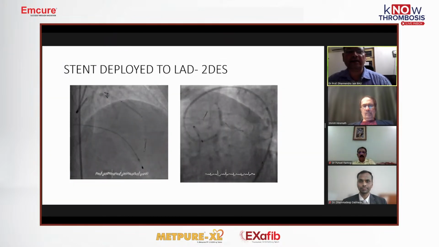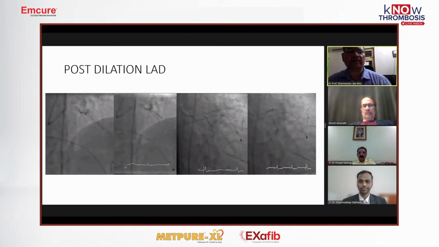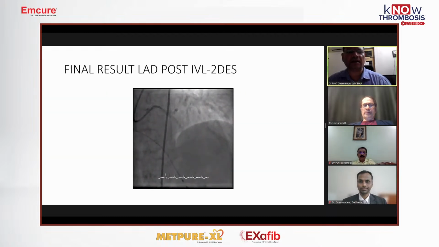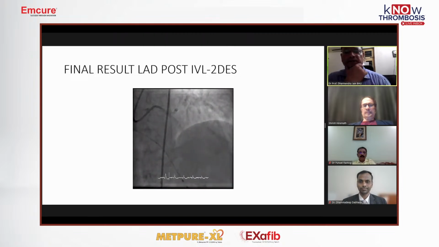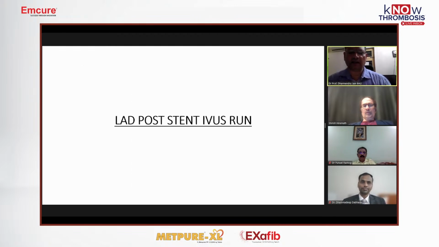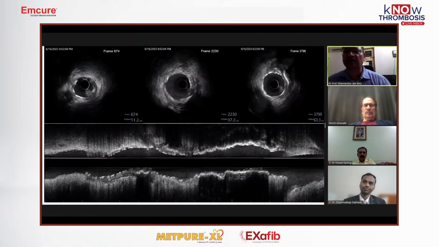So we deployed 2 stents in the LAD. Post stent to the LAD, this is the spider view, and then we have done some post dilatations, and this is the final result. So we got a very good end result after IVL and then stenting. And the post stent IVUS run shows a well apposed stent.